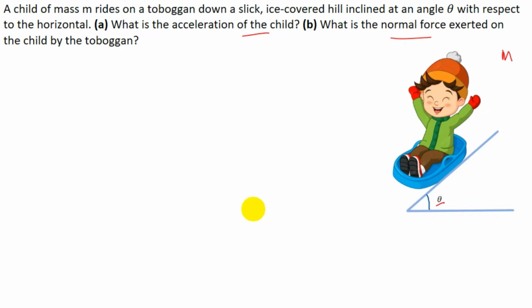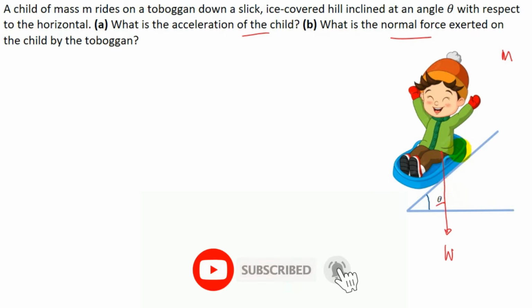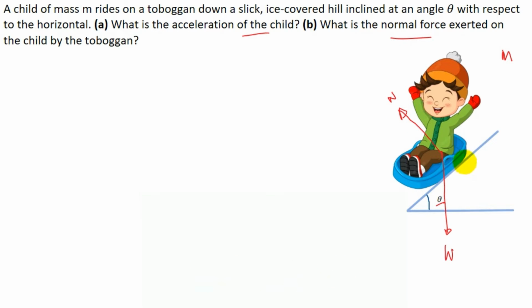So let us first make the free body diagram for this child. Now his weight force will be acting in the vertically downward direction, W, right? And the normal force is still perpendicular to the surface, so this will be the direction for the normal force N, and this angle is 90 degrees. Next, I'm taking a coordinate system like this. This is our positive x-axis and this is the positive y-axis.